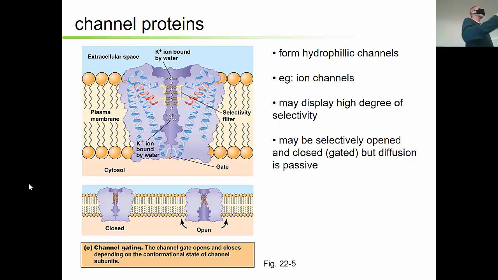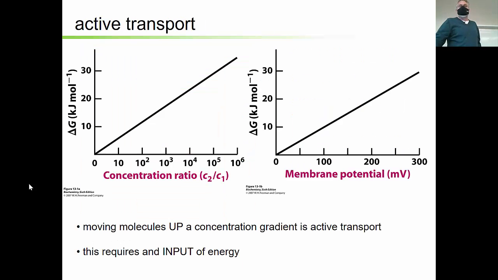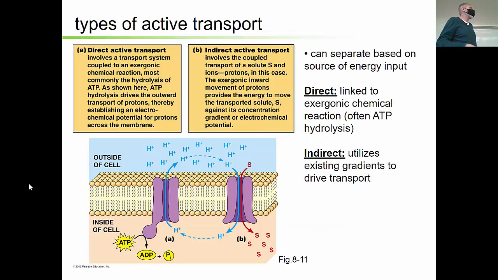So facilitated diffusion, we're moving a solute down a gradient, which is energetically favorable. So we don't have to input energy to do these processes. In contrast, for active transport, we're moving a solute up a concentration gradient, and we know that's not favorable. So what we have to do is input energy in some form in order to carry this out. And two ways we do this is either directly linking them to a chemical reaction or indirect. And with indirect, we're using existing gradients.